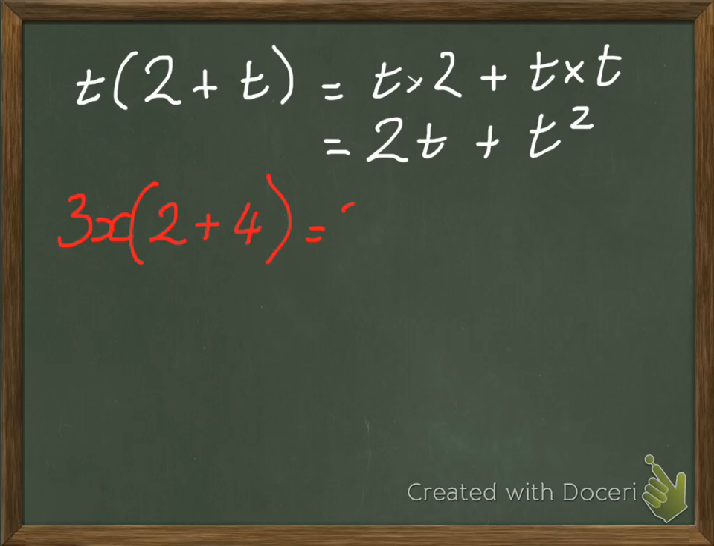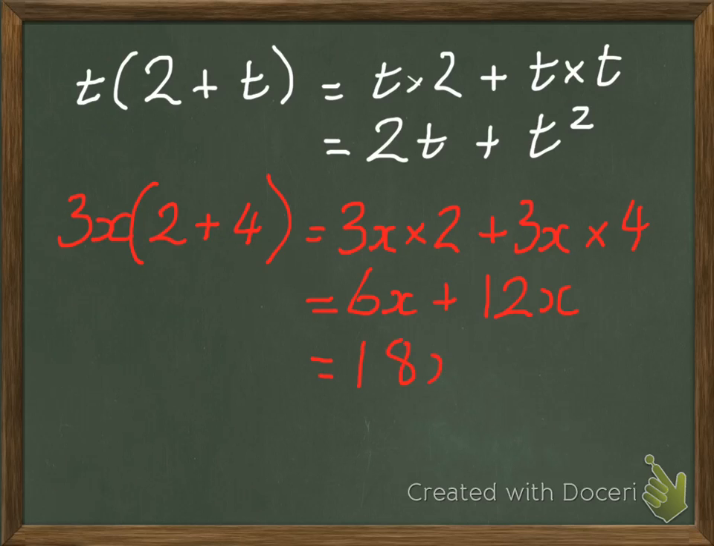Okay, here we go, so it's the outside 3x multiplied by the first thing in the bracket, then the outside times the next thing in the bracket, which equals 3x times 2, I've now got 6x, plus 3x times 4, I've got 12x. I've got 6 x's and 12 x's. How many x's have I got? I've got 18x.